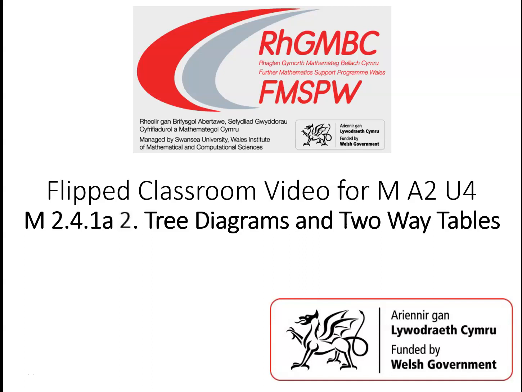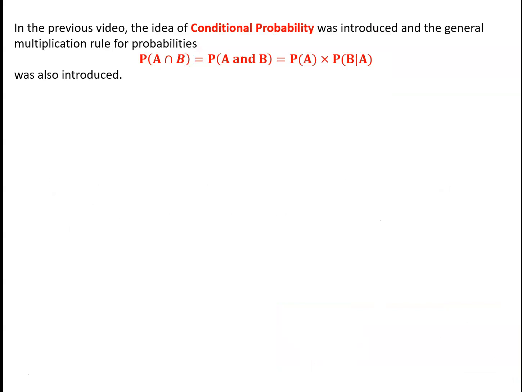In this video we're going to look at how conditional probability can be used alongside tree diagrams and two-way tables. In the previous video we introduced the idea of conditional probability and we discovered the general multiplication rule for probabilities, which says the probability of A intersect B, or the probability of A and B happening, is the probability of A happening times the probability of B happening given that A has occurred.